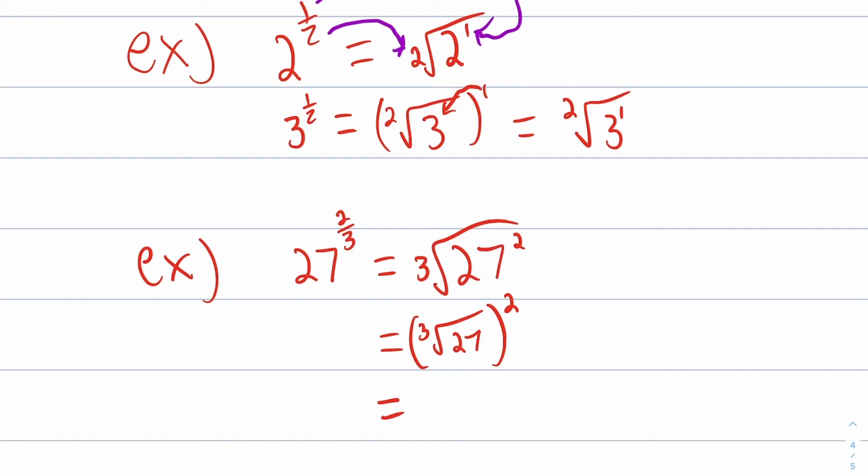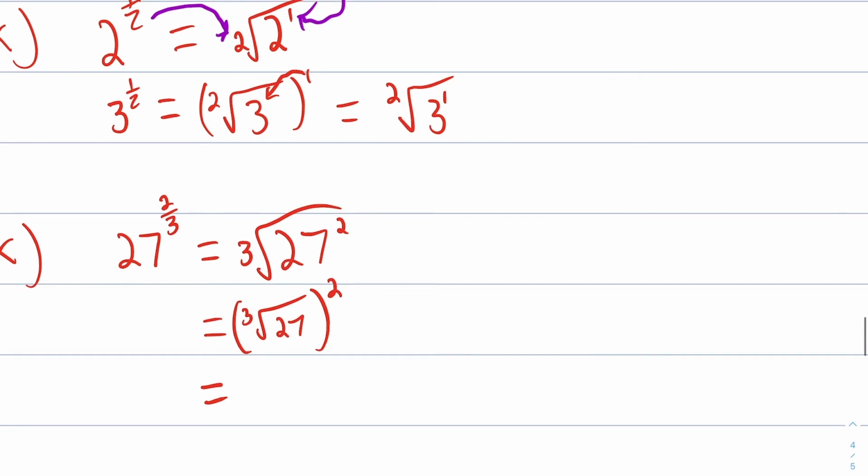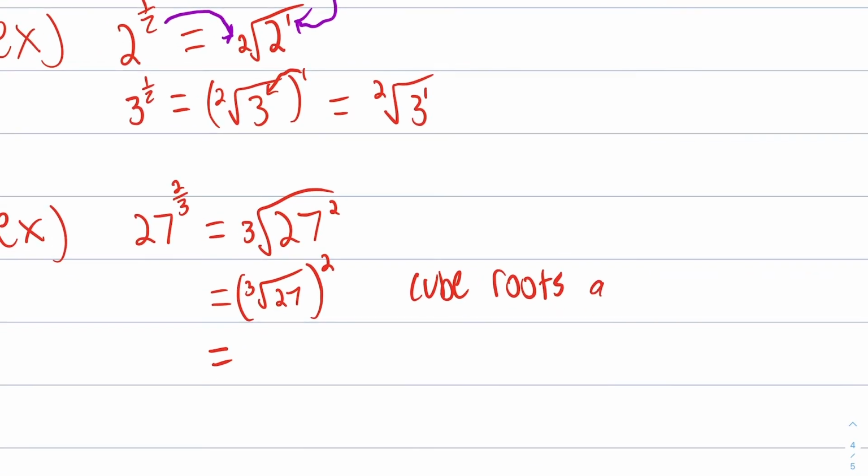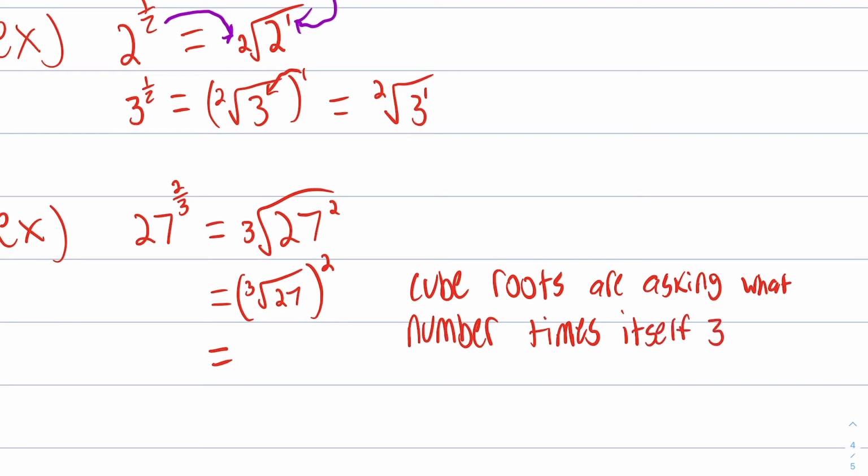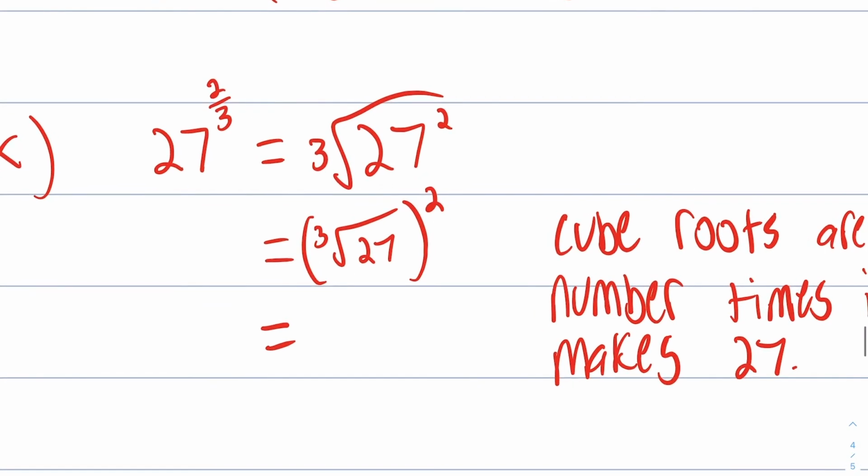The cube root means what number, let me just write that off to the side so that you can write it too. Cube roots are asking what number times itself 3 times makes 27. What number times itself 3 times makes 27? And that answer is 3.